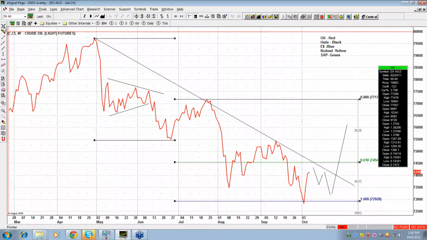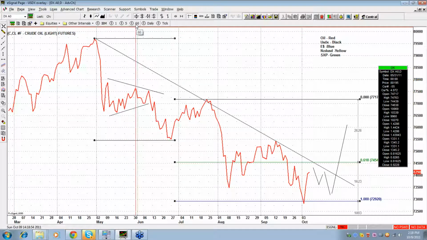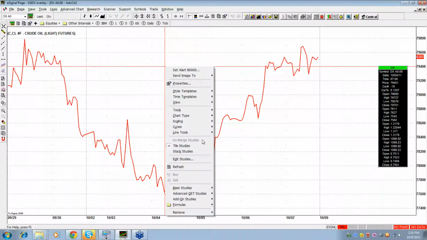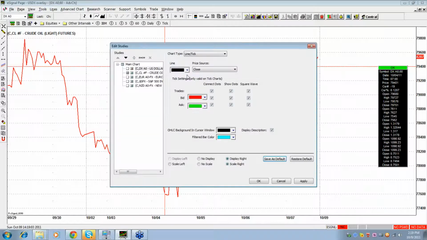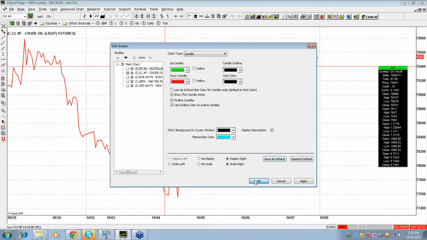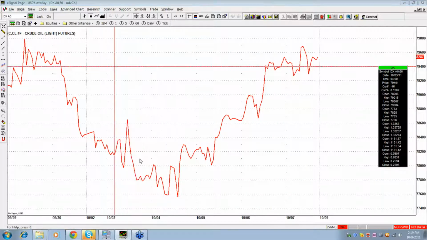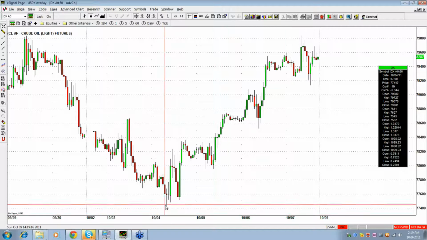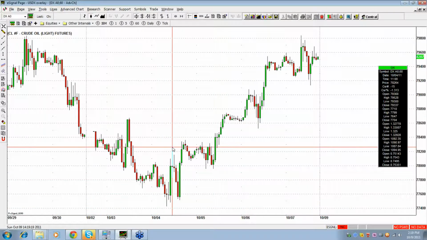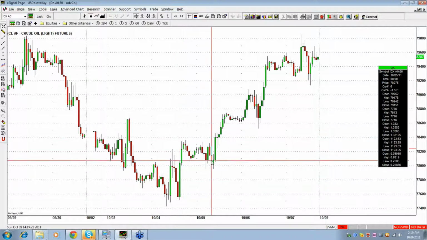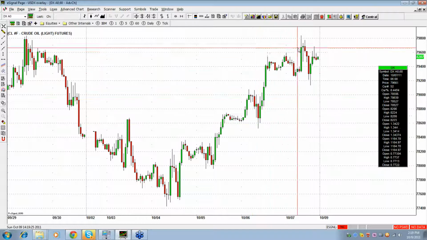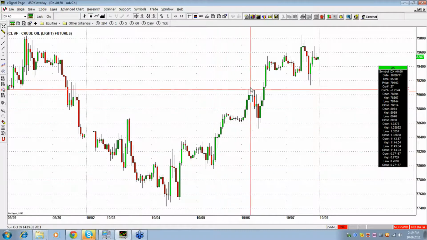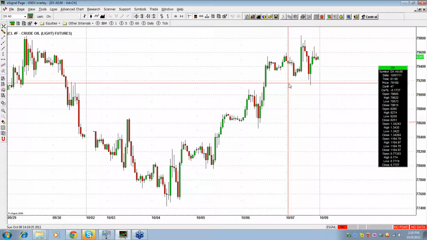Now let's go and put the oil in a 1 hour. It's a nice modest wave in a 1 hour. Let me put the candles there. You can see from the lows, 1, 2, 3, 4, 5. This is 1, 2, 1, 2, 3, 4, 5. Very clear right there. When you've got 1, 2, 3, 4, and within 5, you've got 1, 2, 3, 4, 5.